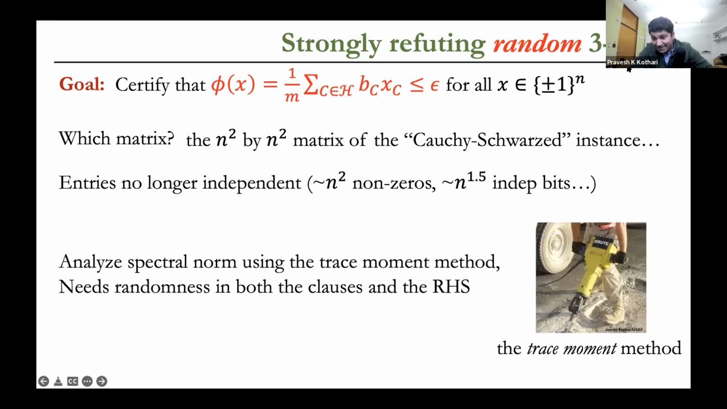Okay. And so that's my accurate depiction of what the trace moment method looks like. It's basically some heavy duty method that one has to use in this context. Good.